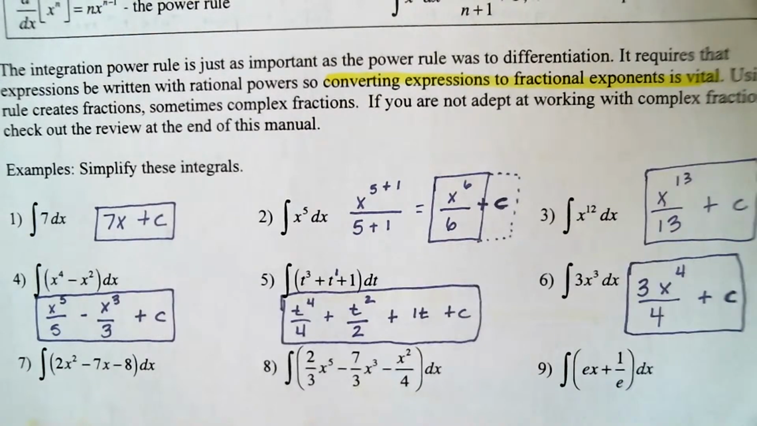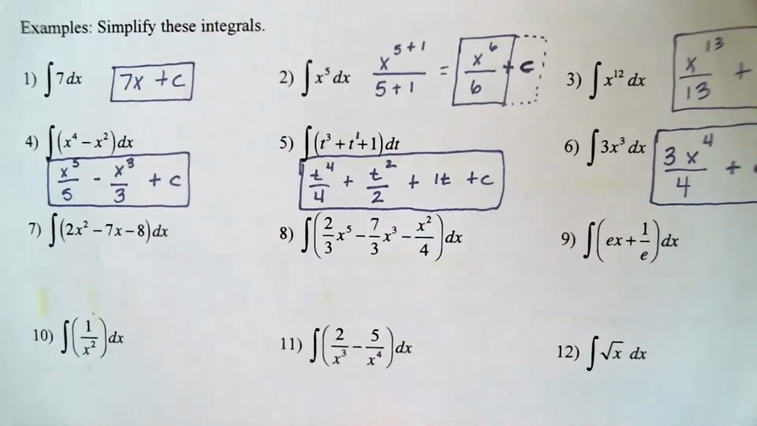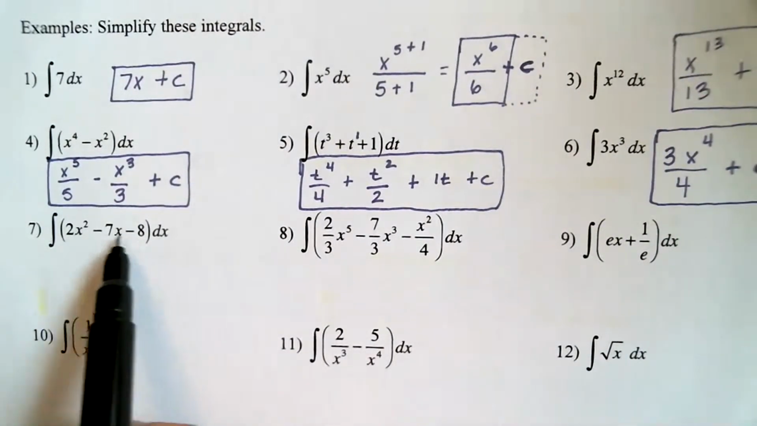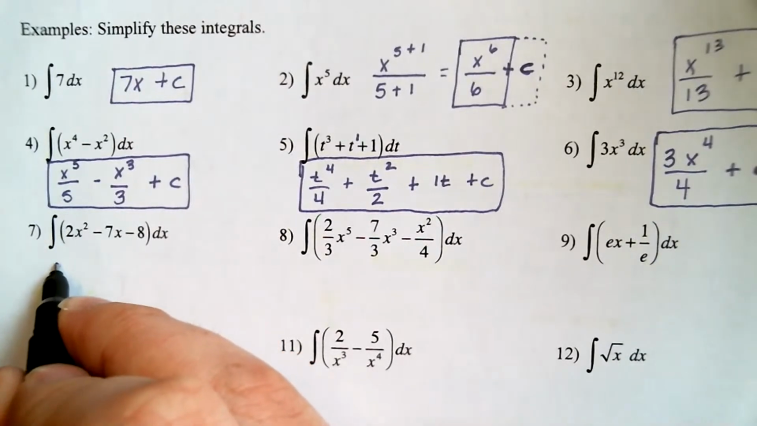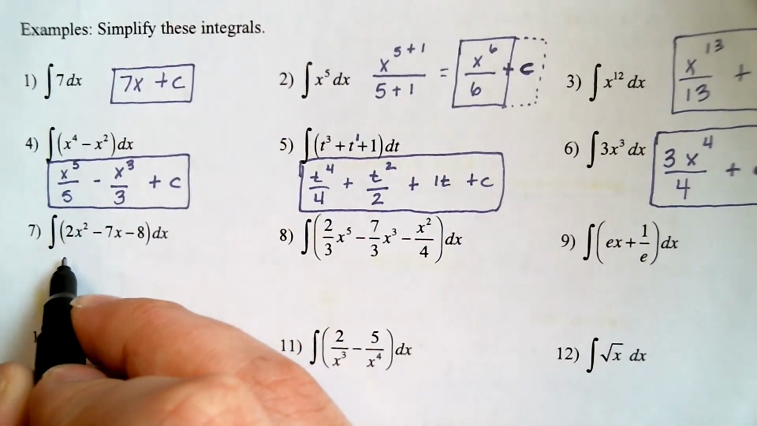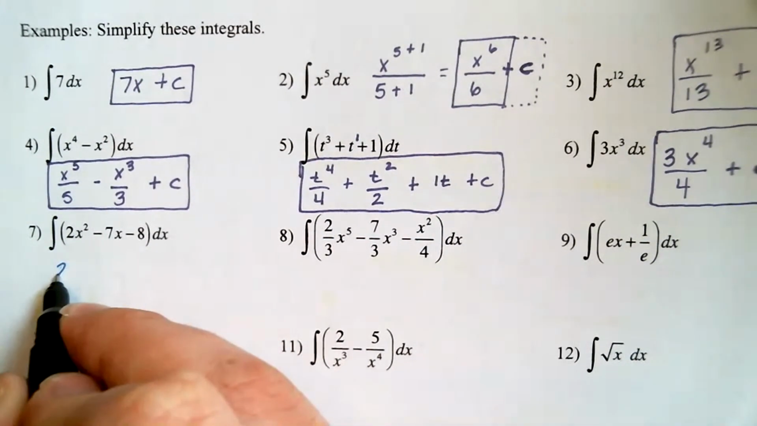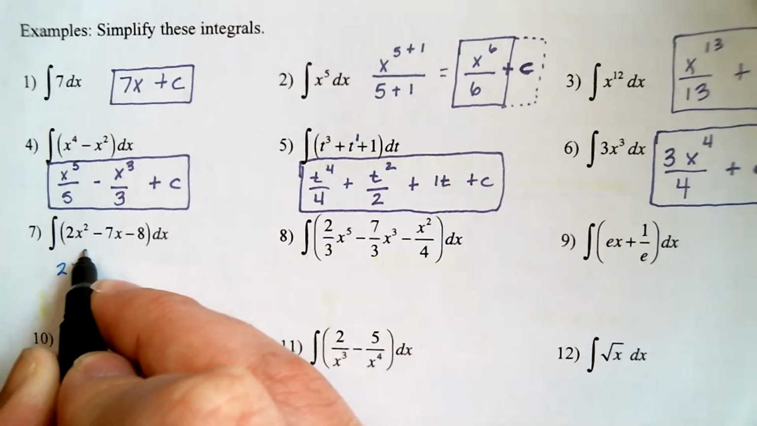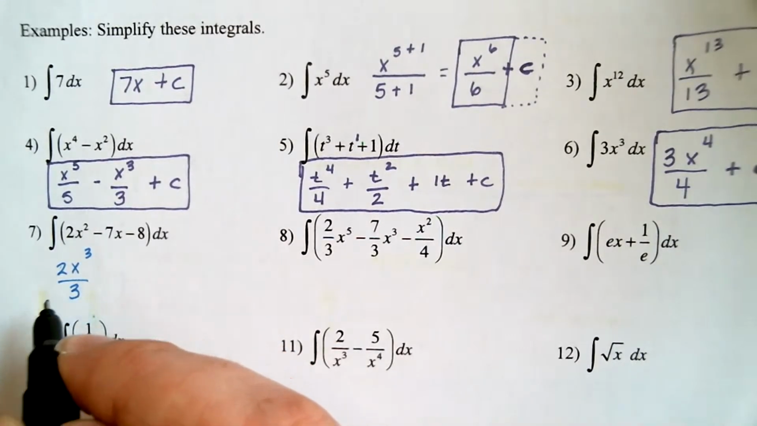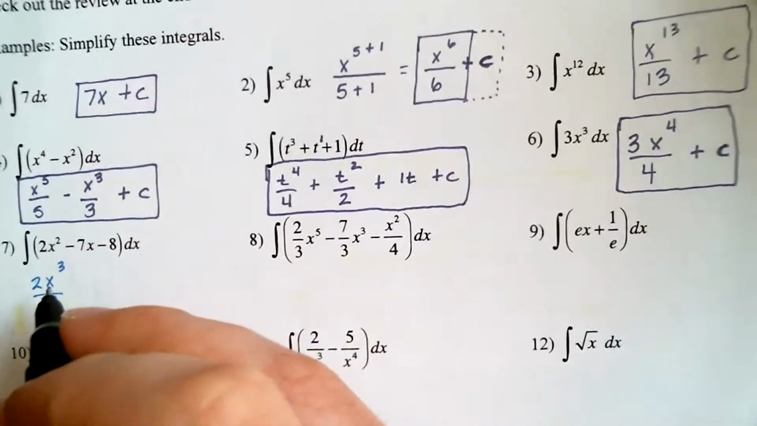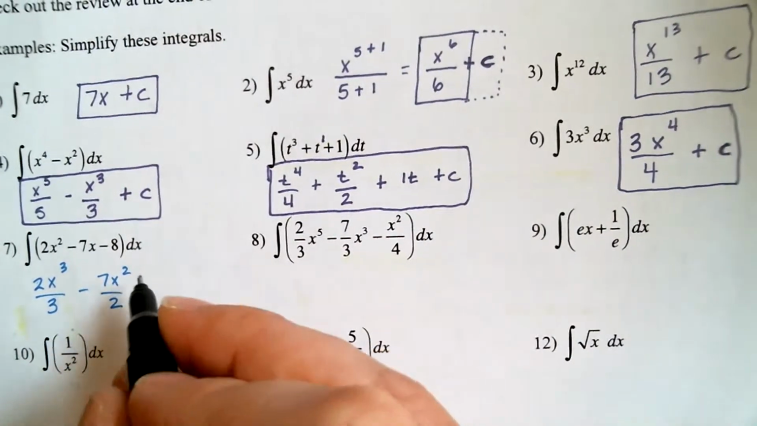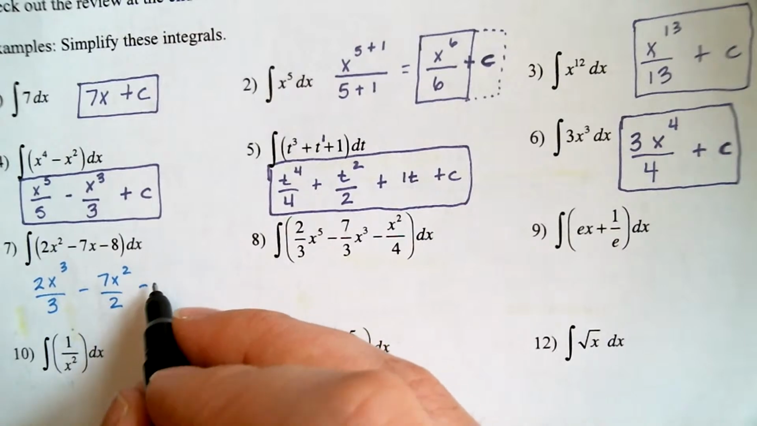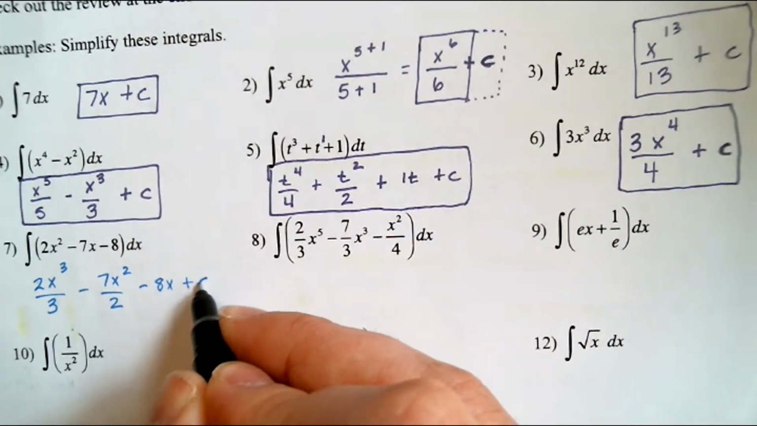All right. So moving on to number 7. So number 7's the same way. You're just subtracting, so we can take each one. So we can say 4, or no, ooh, I about took the derivative of it. 2x cubed over 3 minus 7x squared over 2 minus 8x plus c.